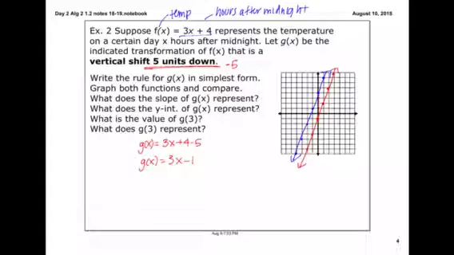So when it talks about what the slope of g of x represents, remember slope represents change in y over change in x. So if we're talking about our slope, it's the change in temperature for every hour past midnight. And in this case, the slope stays the same, 3 over 1. What does the y-intercept of g of x represent? The y-intercept represents the temp at midnight.